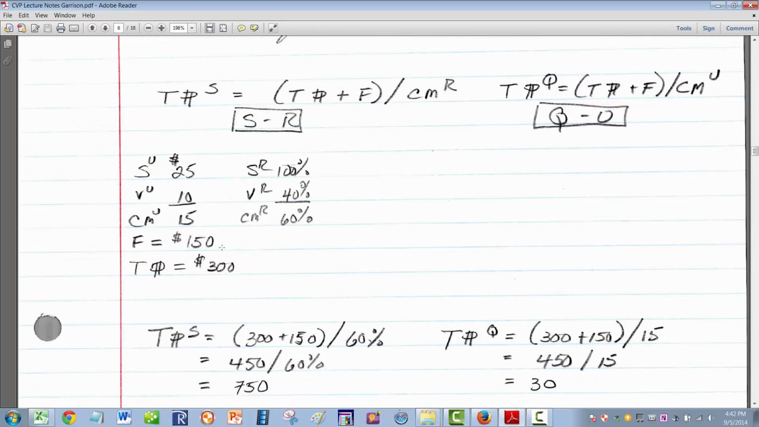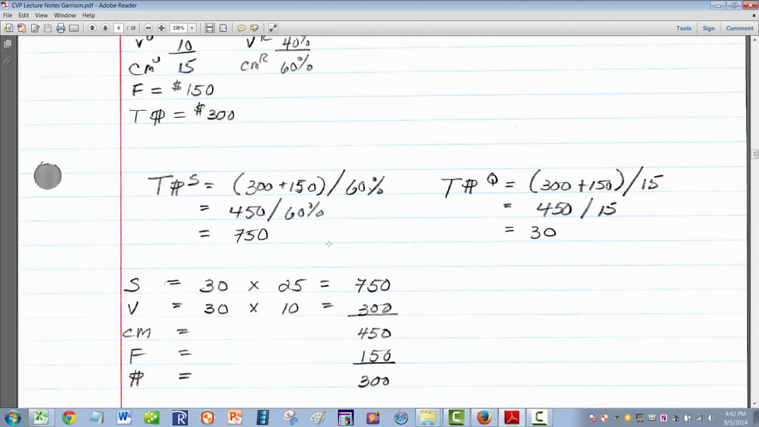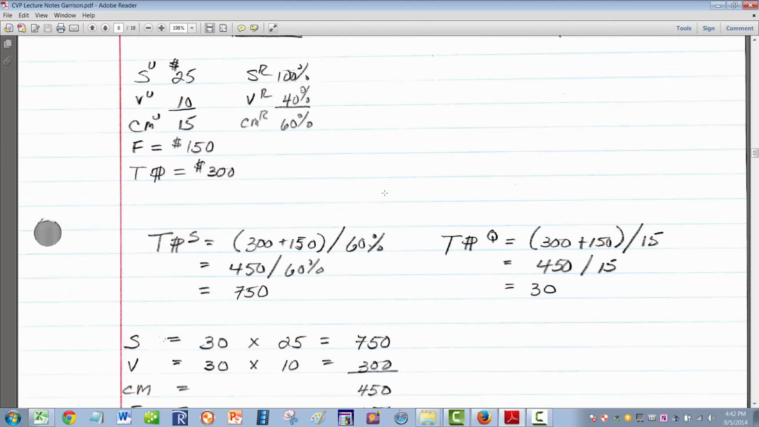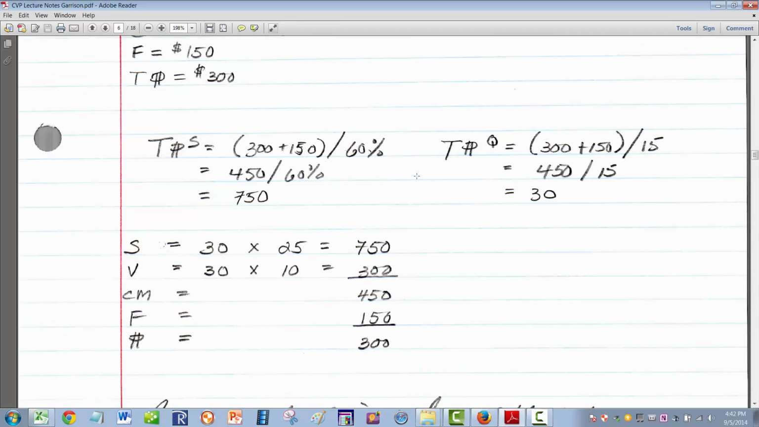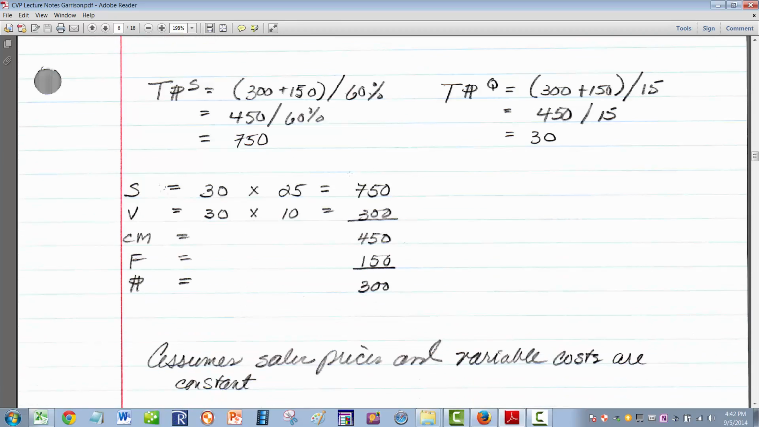So let's prove it here, and these are just different notes on how to solve the problems when you run across them in homework, okay? So we said our target profit is $300 plus $150 in fixed costs, so that's $450. Our contribution margin ratio was 60%, so $450 divided by 60% is $750. So we know that $750 is what we have to sell.